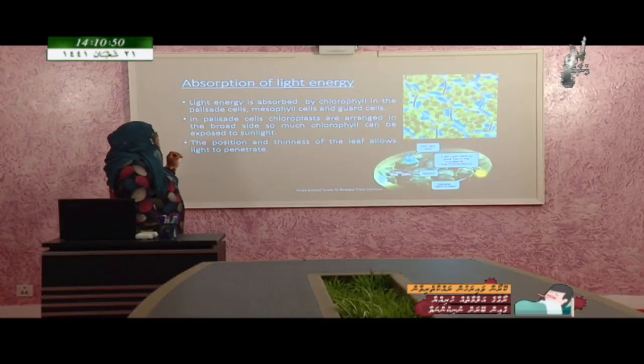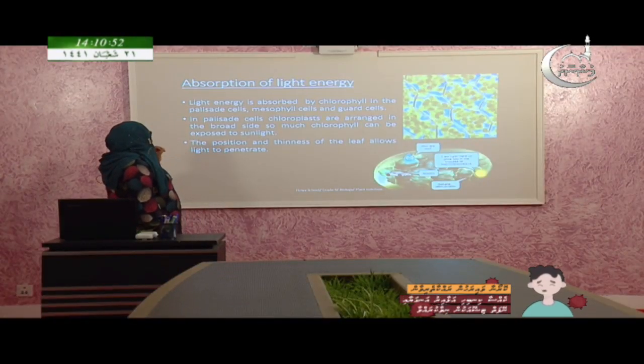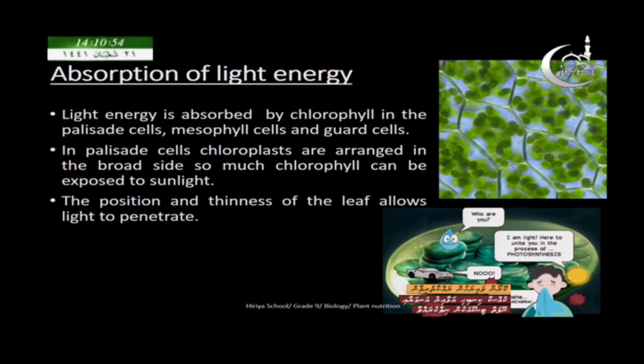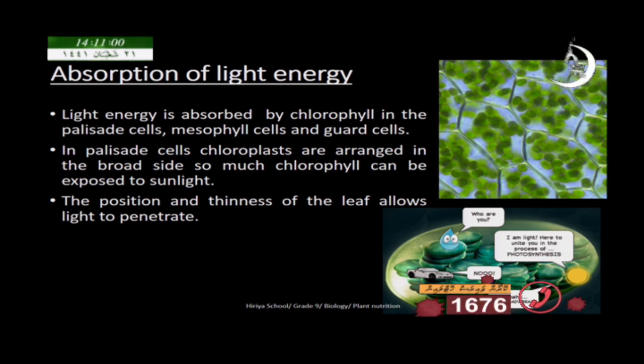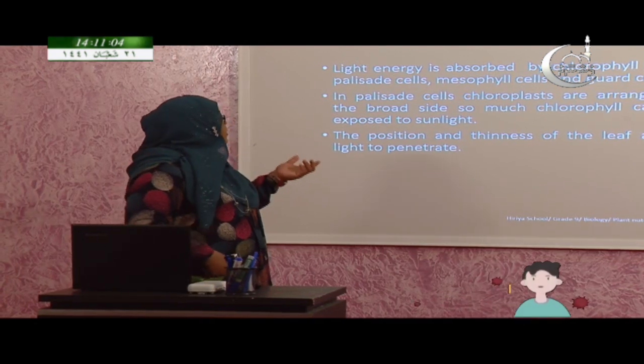Then next, what is the next raw material? Light, or light energy. Now, light energy is absorbed by the chlorophyll. Now, you must know chlorophyll and chloroplast, they are two different things. Chlorophyll is a green pigment found in plants which absorbs light energy. Chloroplast is the site of photosynthesis.